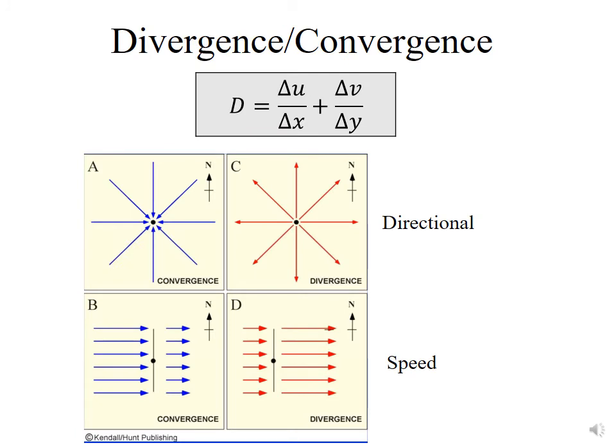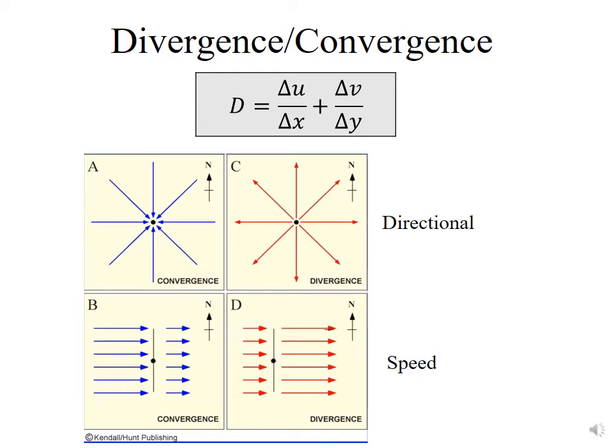So here we have a mathematical expression for the horizontal divergence and convergence. It's defined as delta U over delta X plus delta V over delta Y. And there are two types of divergence or convergence. One is directional divergence, and the second is speed divergence.